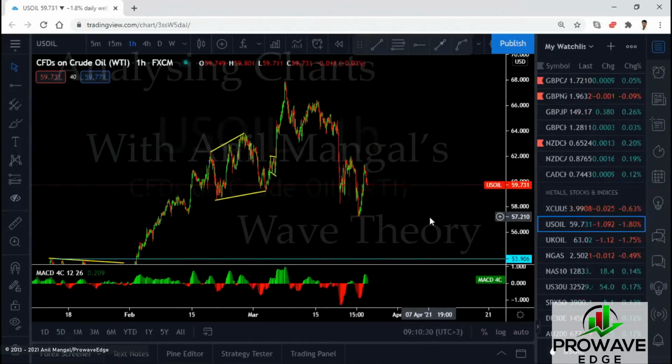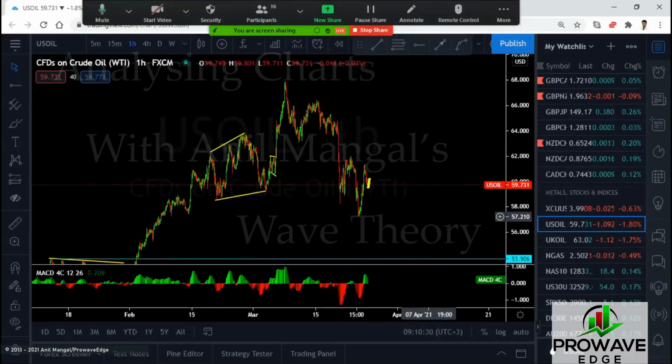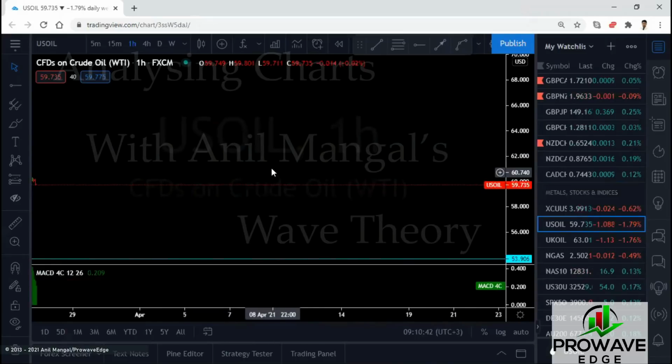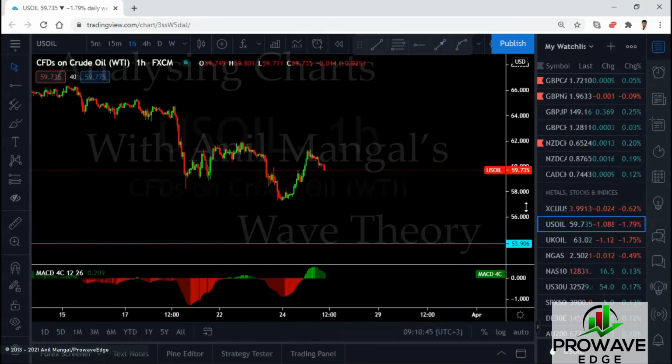US oil, okay, if you get a flag here, if you get a flag in this area, that's a sell. We might be able to look at that as a running flat. I don't see it as a running flat, but that is possible. For sell setups, let's look on the 1 hour. Sorry, I'm on the 1 hour. Let's just zoom into it here.